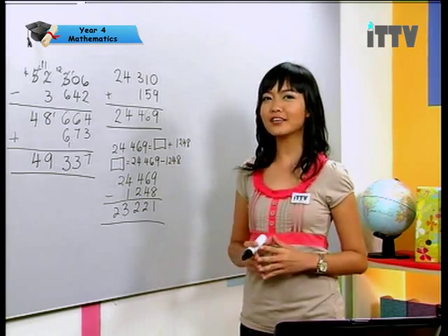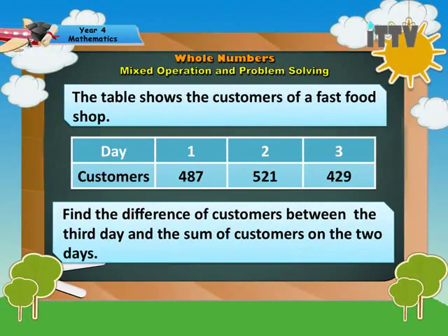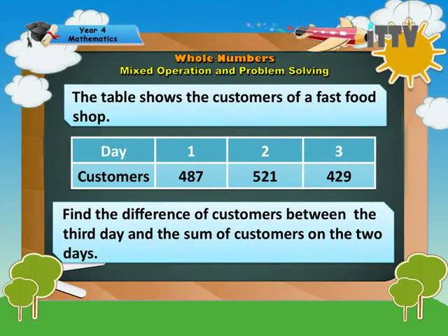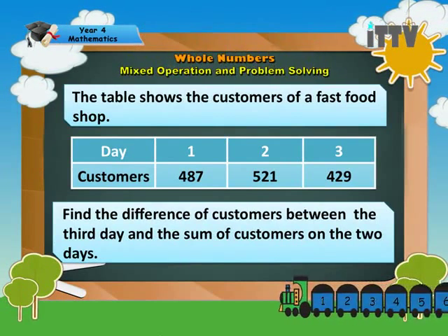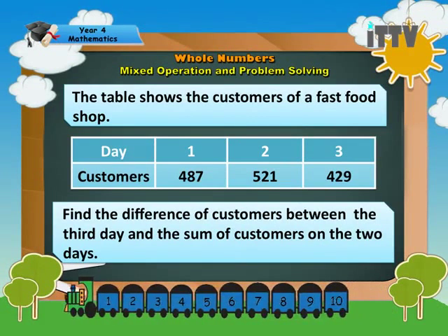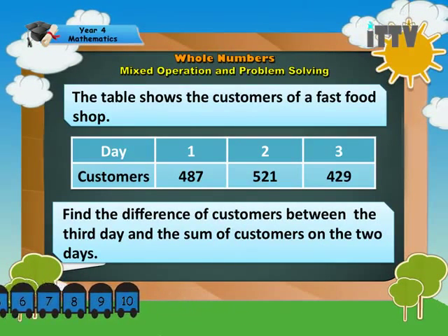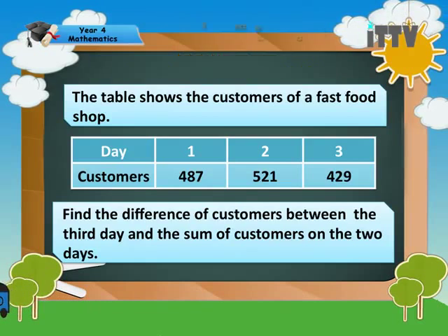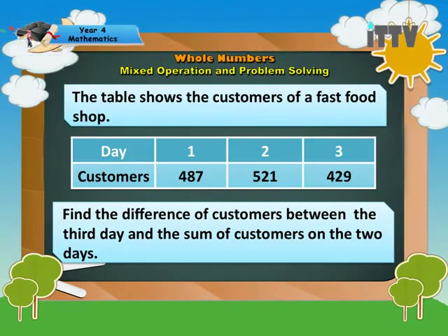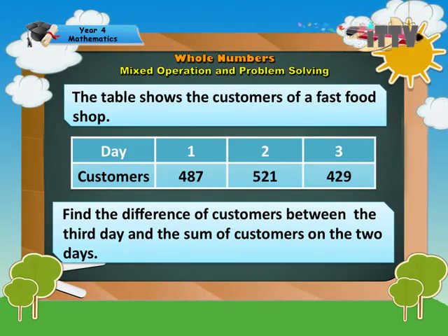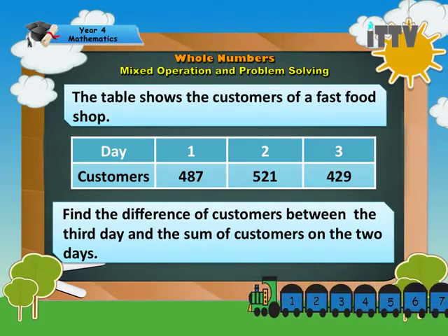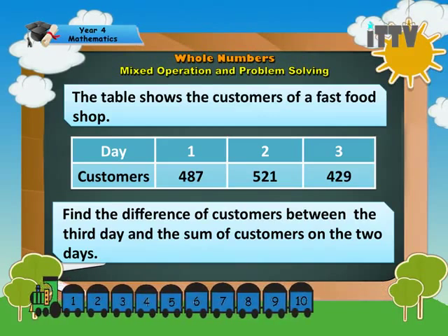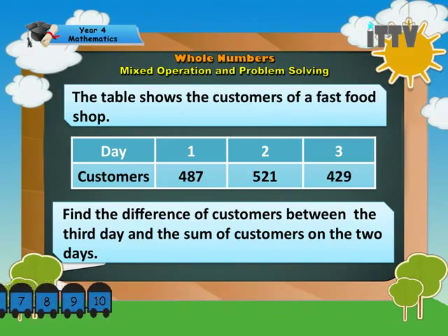What about the third one? The third question. Take a look. The table shows the customers of a fast food shop. On day 1, there are 487 customers. On day 2, there are 521. On day 3, there are 429. Find the difference of customers between the third day and the sum of customers on the first 2 days.